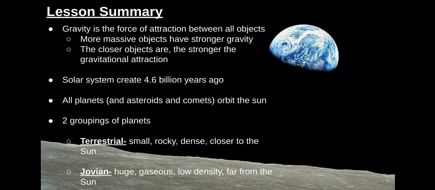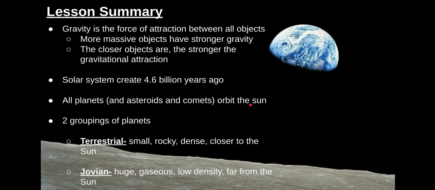So this is the summary of our lesson. Remember, gravity is the force of attraction between all objects. More massive objects have stronger gravity. The closer objects are, the stronger their attraction. So the most massive object in our solar system is the sun. The solar system was created 4.5 or 4.6 billion years ago by a cloud of dust collapsing.